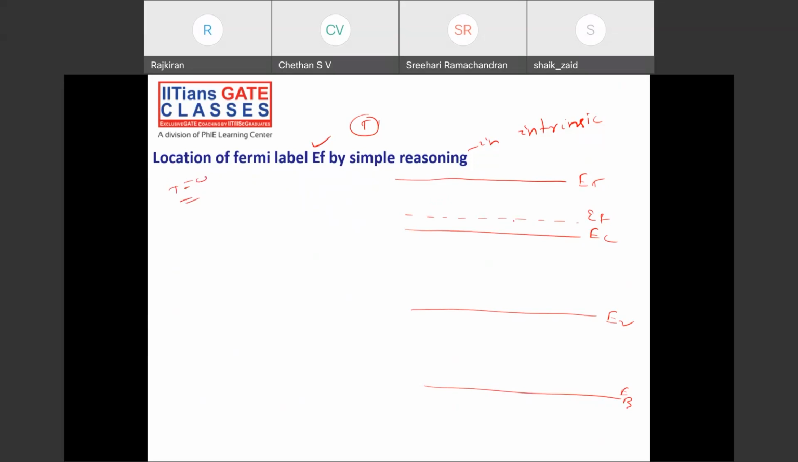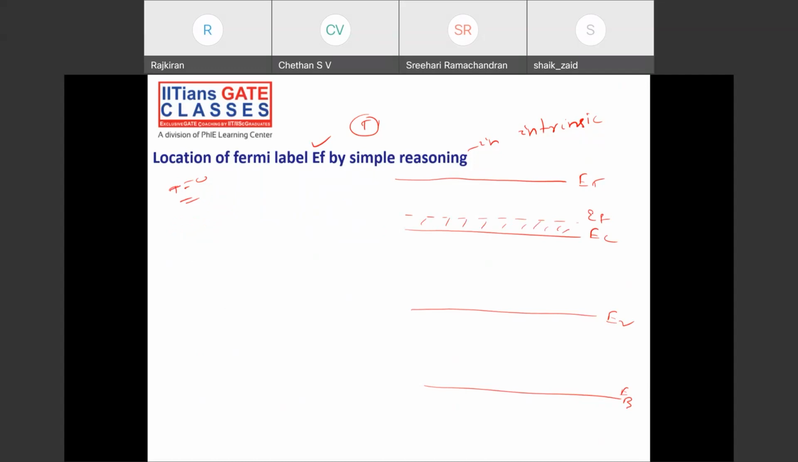So suppose it is inside the conduction band. Above EF, all states are unoccupied at T equal to 0, right? And below EF, everything is occupied. But what is the meaning of this? At T equal to 0, in the conduction band we have some electrons. Is it possible?